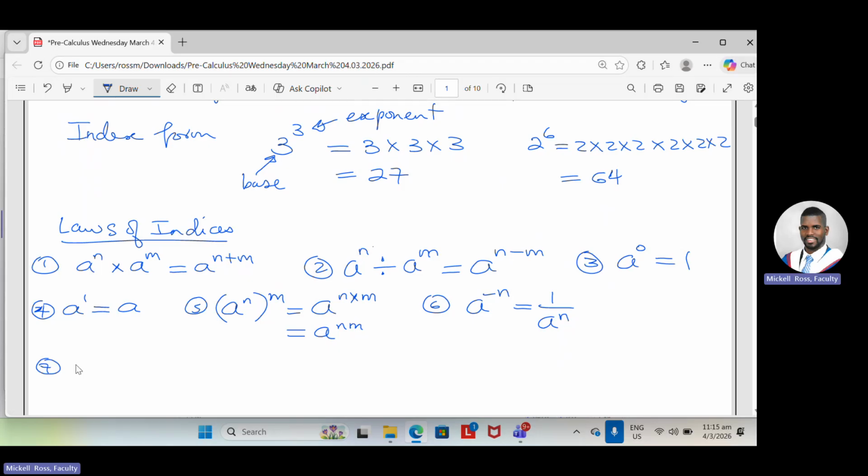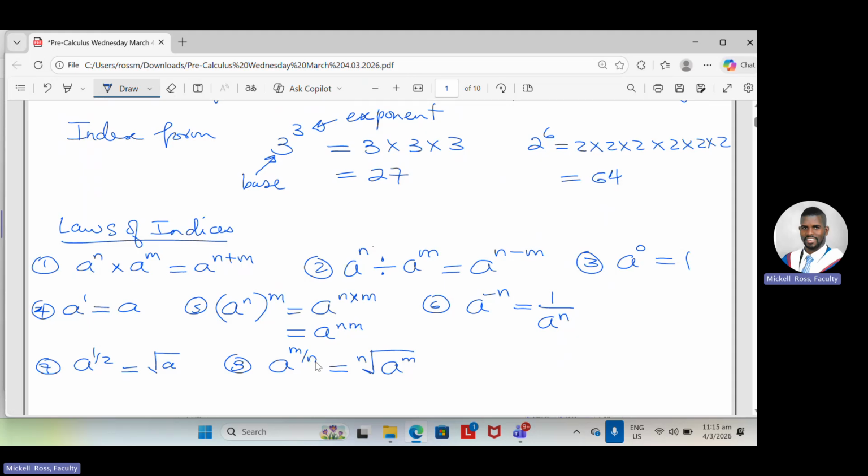If you have a base raised to the power of a half, it is the same thing as the square root of that base. So the base is a and it's raised to the power of a half. It is the same thing as the square root of a. If you have a base raised to a fractional power, say m over n, then whatever is the denominator of the fraction is the root that you're working in, and then you get the base raised to the numerator of the fraction. So let's go again.